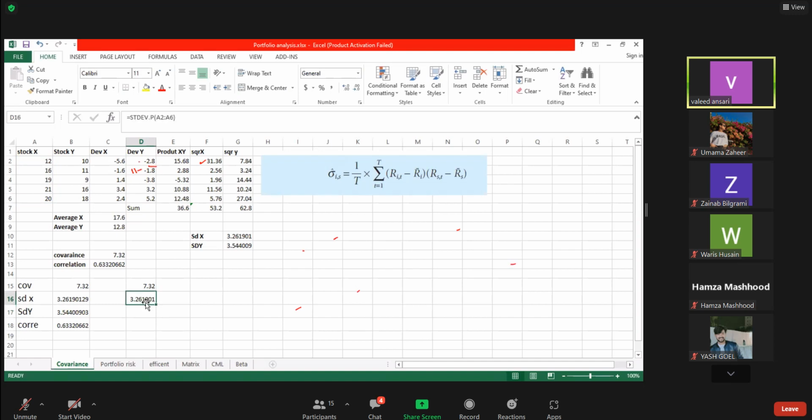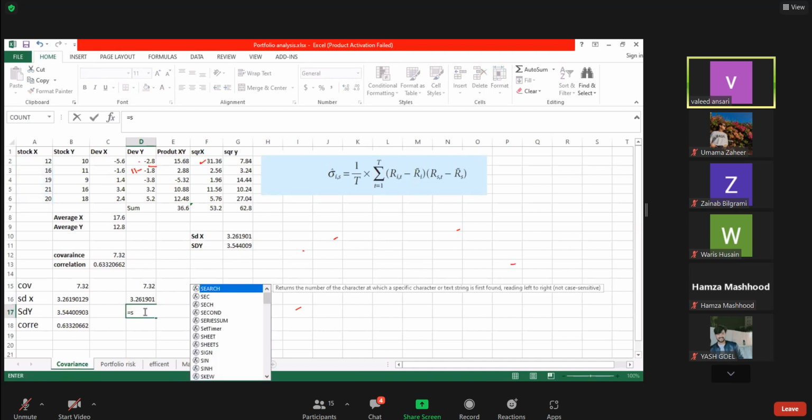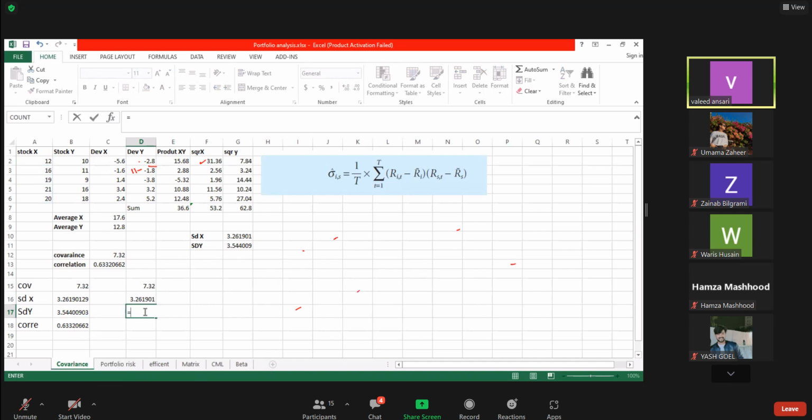Similarly, you can drag it. That will also show the same thing. I'm sorry, it's not getting copied, because the data is different actually. So again I will go here, select the array, close the bracket, and hit enter. You will get the standard deviation.